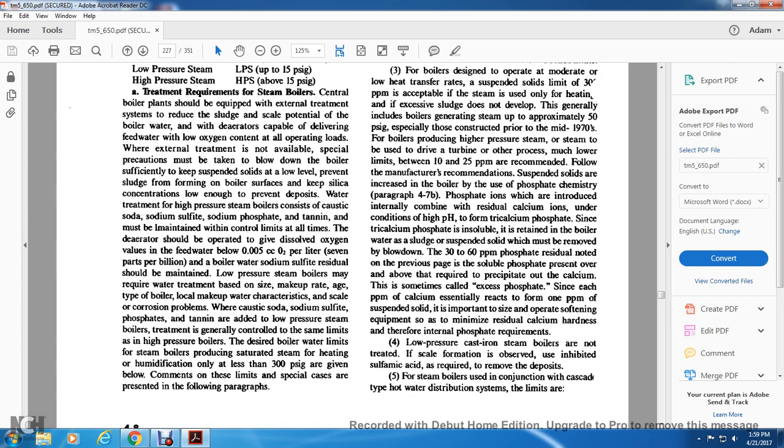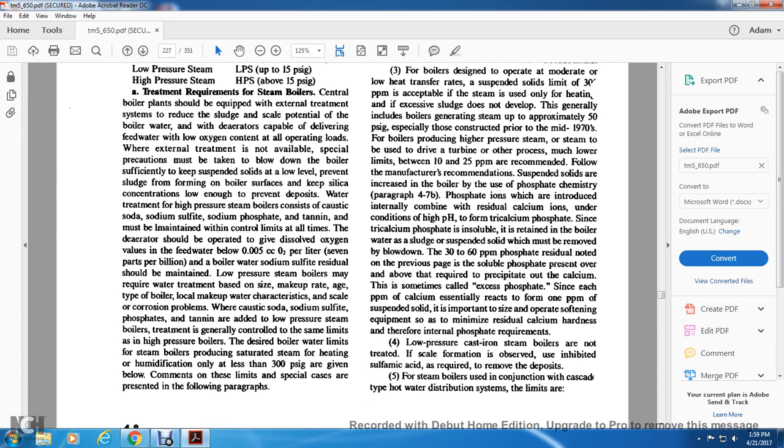The deaerator should be capable of delivering feed water with low oxygen content at all operating loads. Where external treatment is not available, special precautions must be taken to blow down the boiler sufficiently to keep the suspended solids at a low level, preventing sludge from forming on the boiler surface, and to keep the silica concentration low enough to prevent deposits. Water treatment for high pressure steam boilers consists of caustic, sodium sulfite, sodium phosphate, and tannin, and oxygen must be eliminated within the control limits of the deaerator.